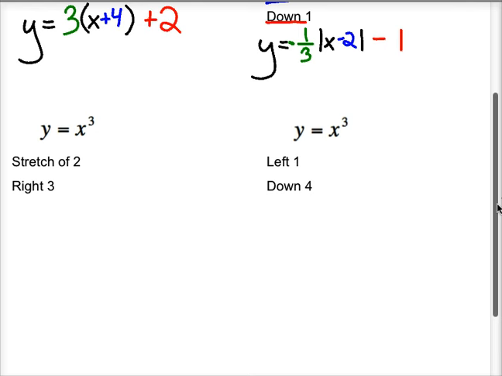Looking at our next one. So we have stretch of 2. So I'm going to have my 2 there. Have my basic skeleton with my x. Now my x is moving right 3. So go to the right, again, opposite of what you'd expect. And now notice there is no shifting up or down. So that means that's actually all. I don't have any number in back adding or subtracting it. I can just leave it like that.